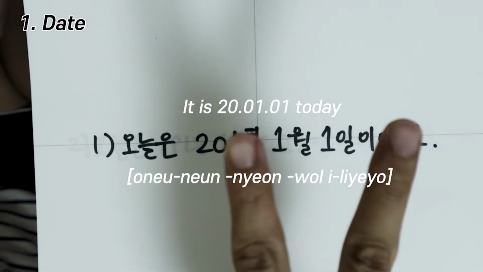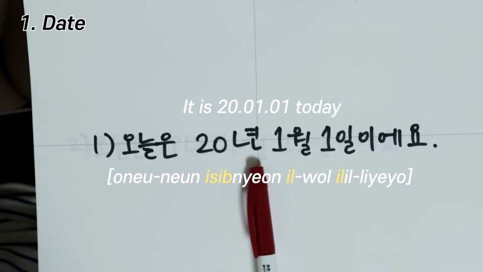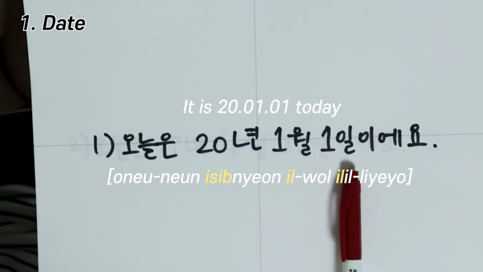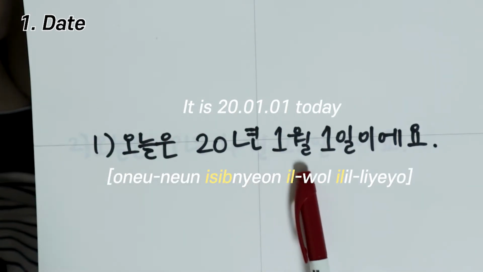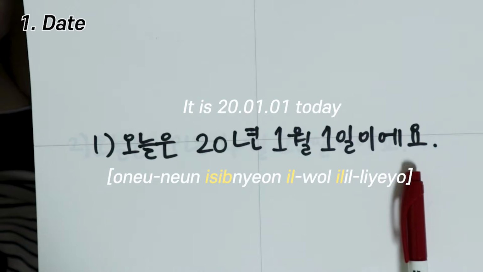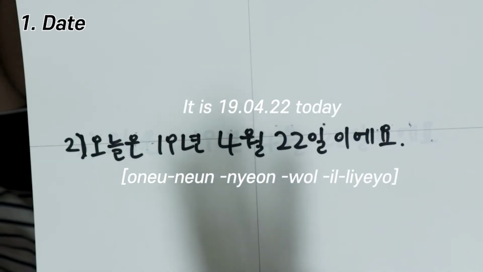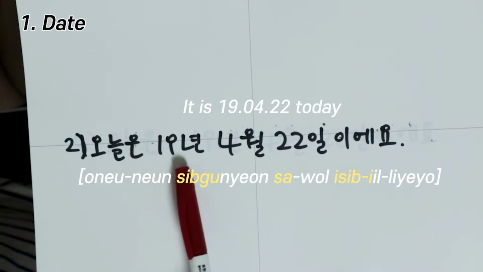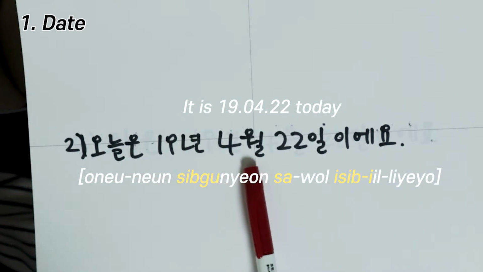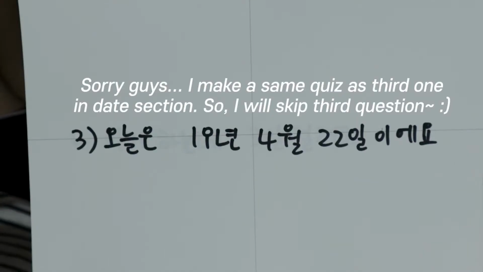3, 2, 1. 오늘은 20년 1월 1일이에요. Next question for dates is this sentence. Also, I will give you 3 seconds. 3, 2, 1. 오늘은 19년 4월 22일이에요.